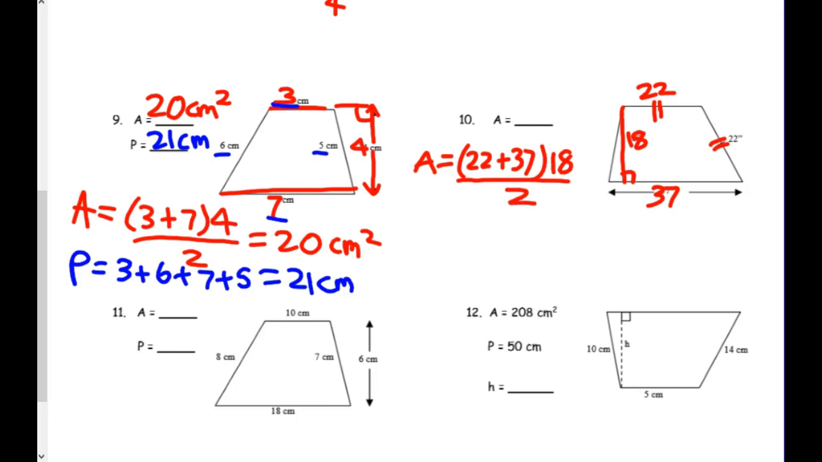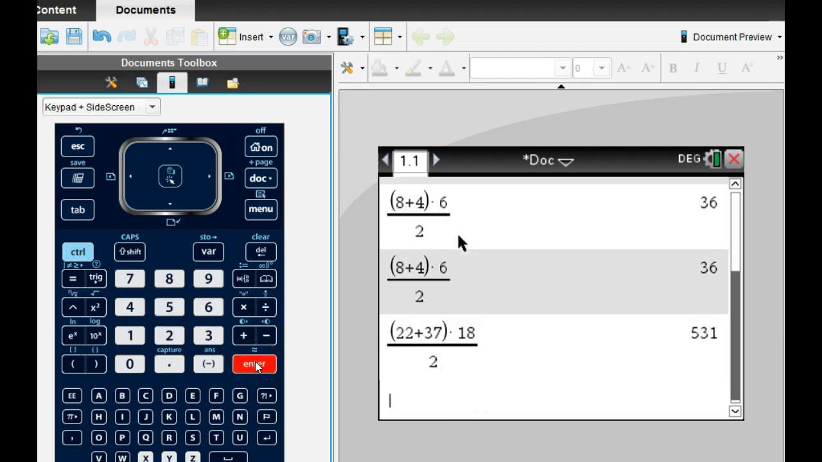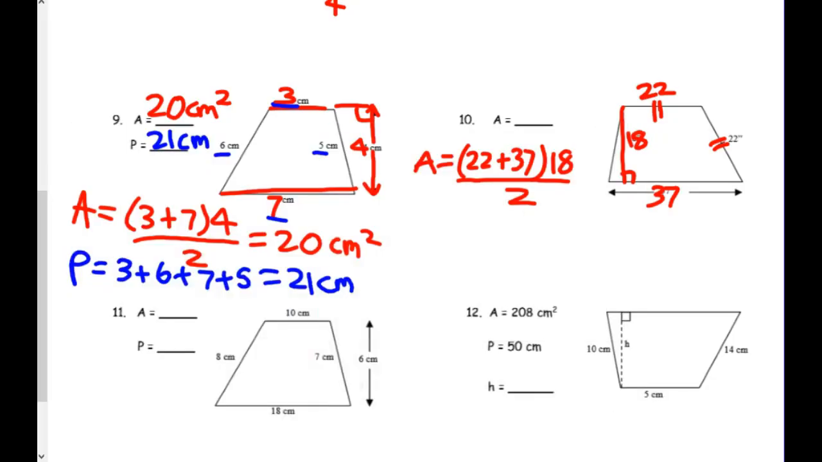So let's type that in the calculator. 22 plus 37 times 18 divided by 2. 531. 531 units squared. Okay? Kind of weird? Is what it is.